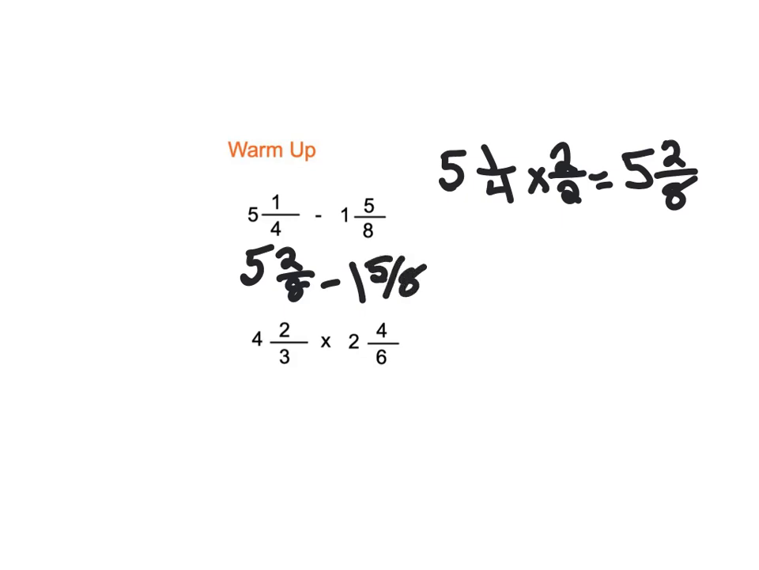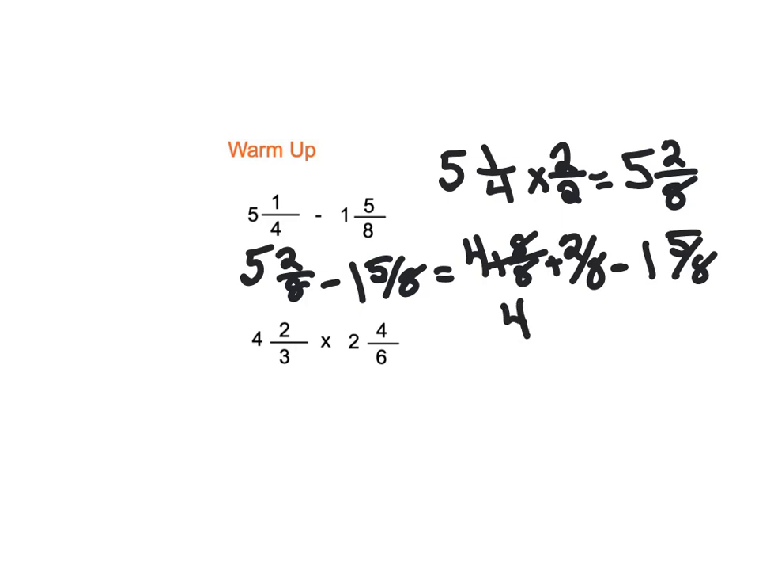But I do not have enough 8s to take 5/8 out of the 2/8. So I am going to decompose the 5 2/8 to be 4 plus 8/8 plus 2/8 minus 1 5/8. And I get 4 10/8 minus 1 5/8, and I can finally subtract, and I will get 3 5/8.